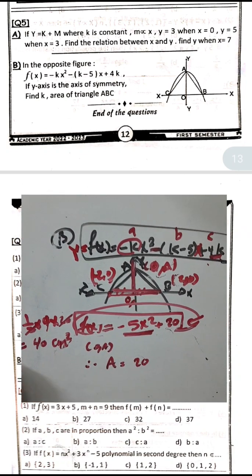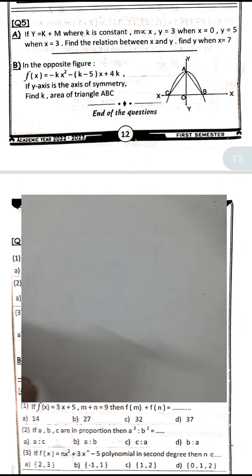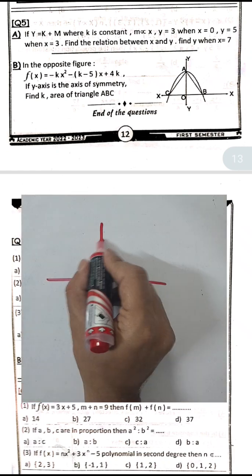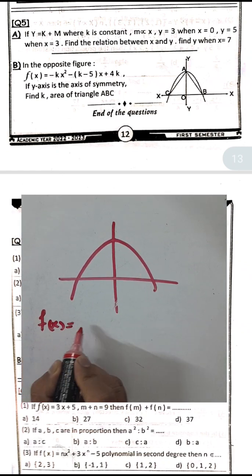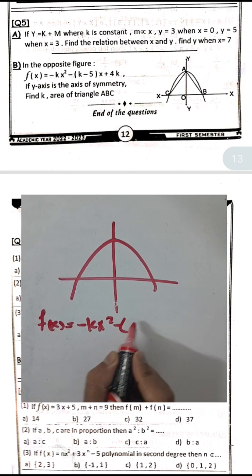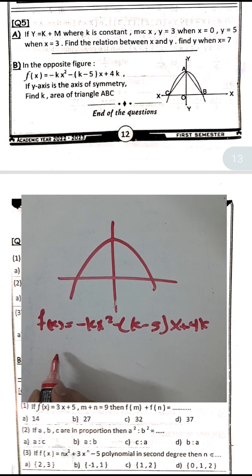Understood? Again, let's solve this example again to understand the steps. Okay, I will solve this example from the first step. Look at this function. We have the function f of x equals negative k x squared minus (k minus 5) times x plus 4k. We have the line of symmetry here.